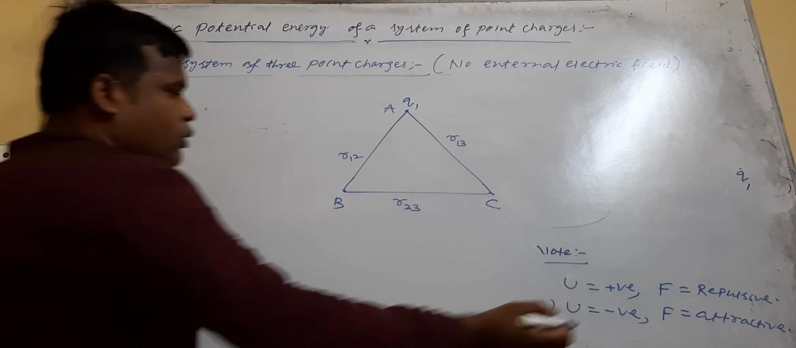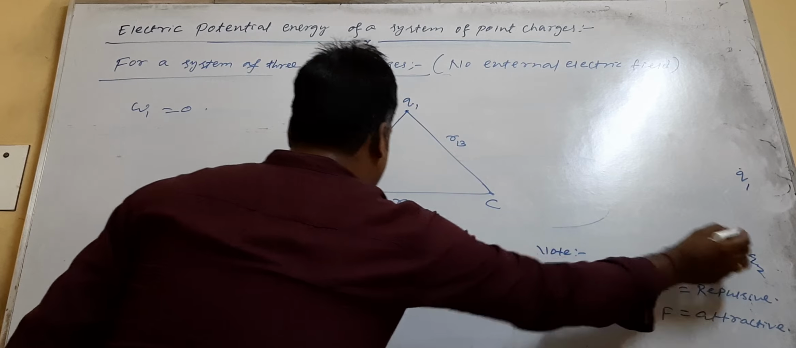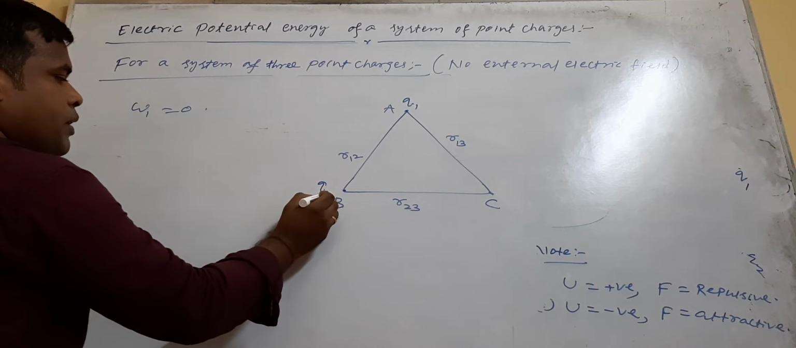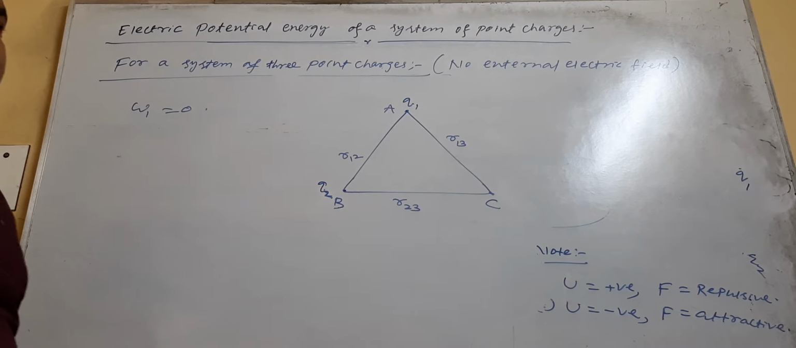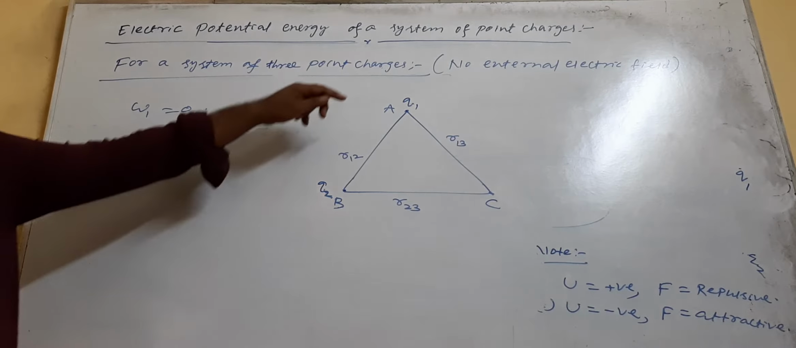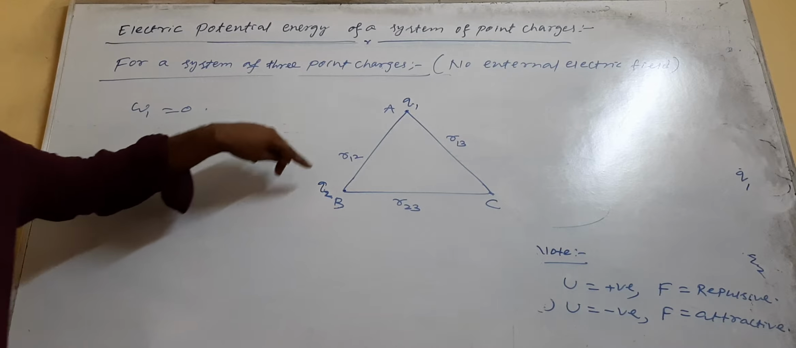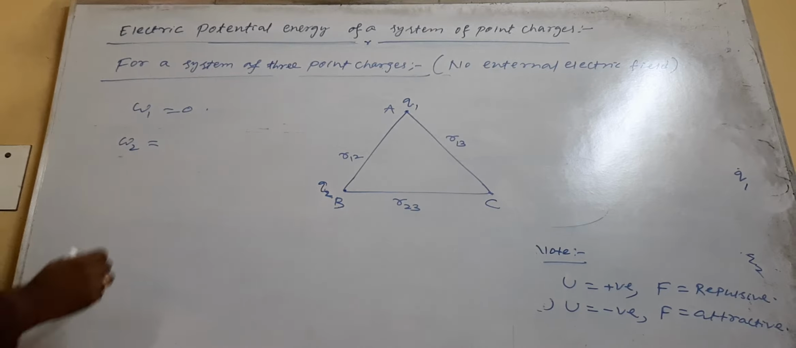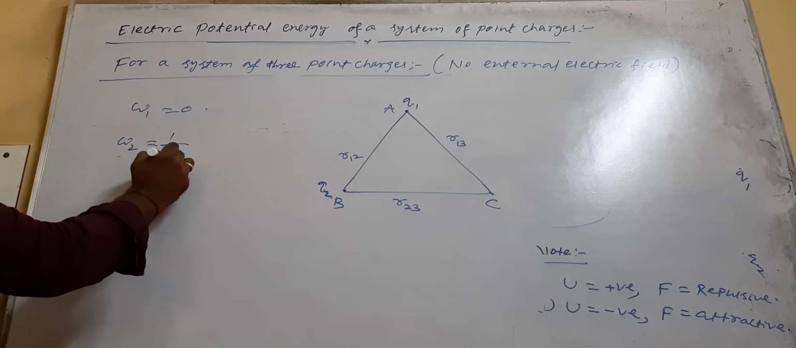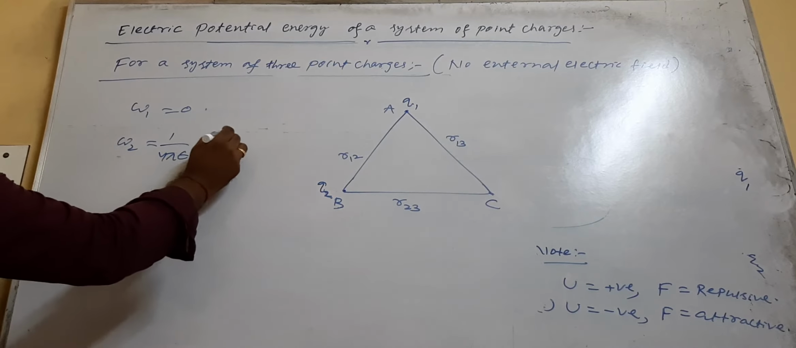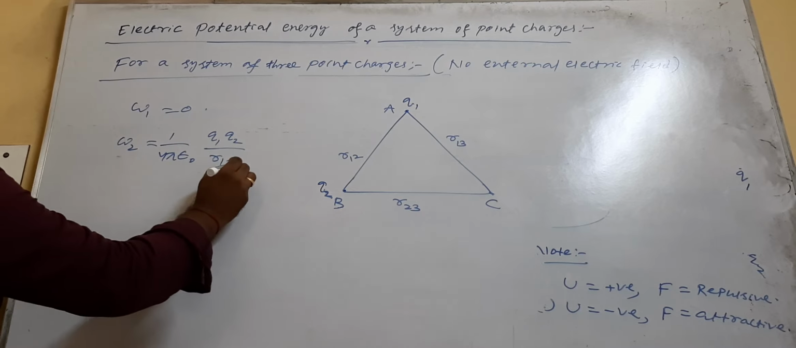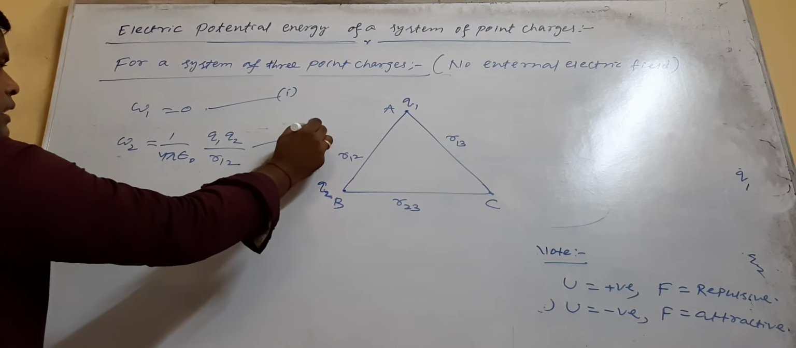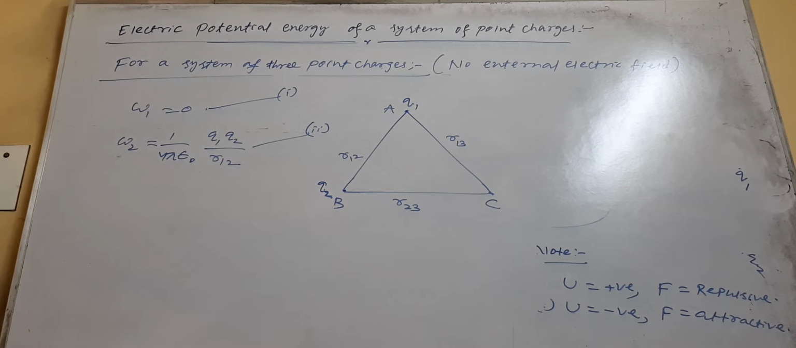When you bring Q2 from infinity to this point, what is the amount of work done? The amount of work done is due to the electrostatic force experienced by this charge due to the other charge. So W2 equals 1 by 4 pi epsilon 0 Q1 Q2 by R12. Let this equation be 1 and this equation be 2.